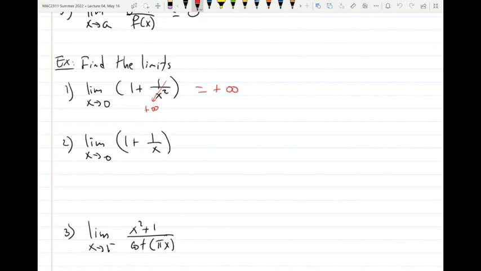Also think about the function, it does this, the 1 over x. So at 0, the limit does not exist. So this does not exist. Do you understand this? So maybe here I should write something. So let's see. Right, does not exist.